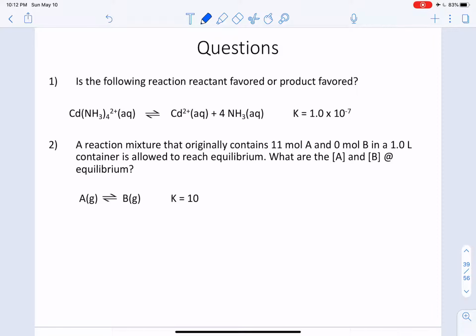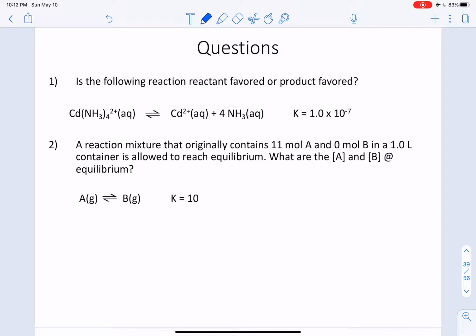And then it separates into a cadmium cation and 4 ammonia molecules. Strange. You don't know how to do that, right? You're going to run screaming away from my video? No, you're not, because the question says, is the following reaction reactant favored or product favored? It doesn't ask you to do anything else with it.